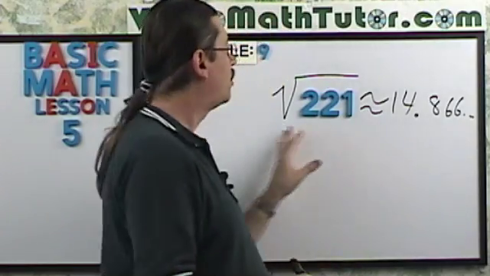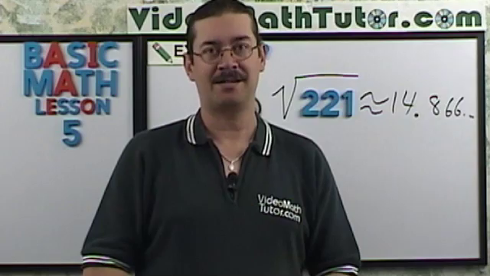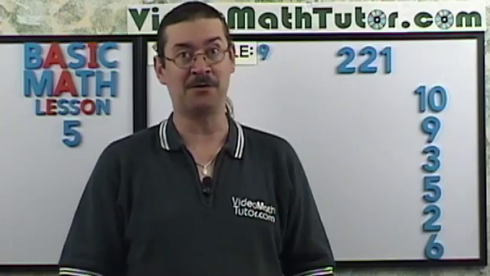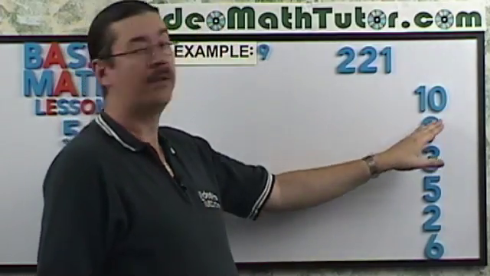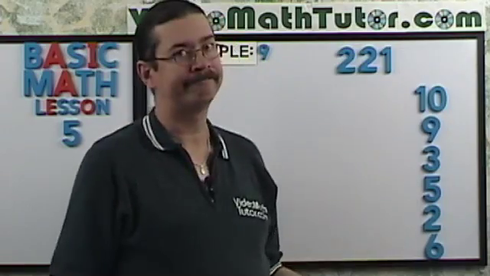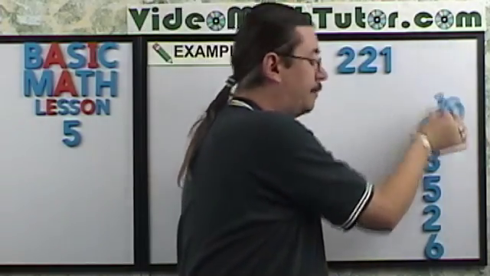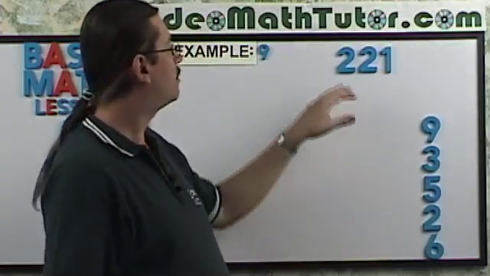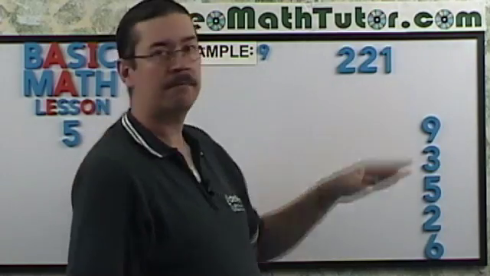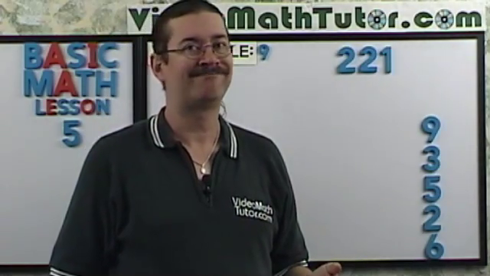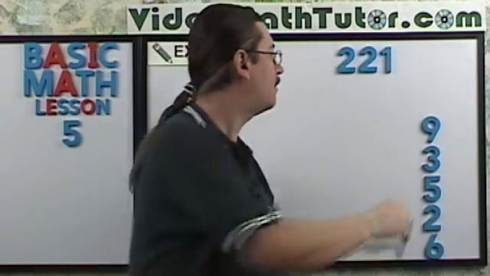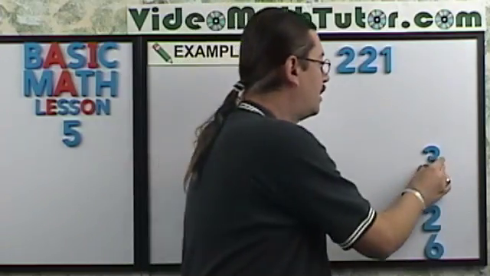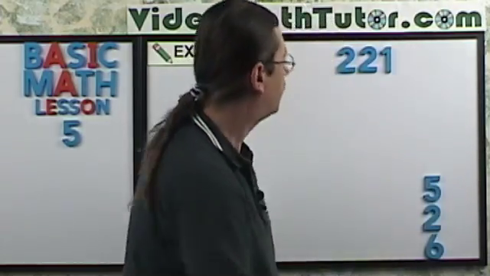So now let's actually try to find the factors of 221. Let's try our divisibility rules. How about for 10? Well, it has to end with a 0. Nope. So this is gone. How about 9? Well, we need to find the digit sum. 2 plus 2 plus 1 is 5. 9 does not divide into 5, so that's gone. And by the same token, that's the same rule for 3, so that doesn't work.